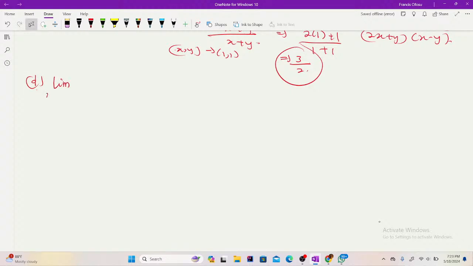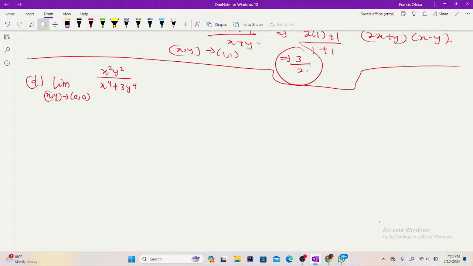The limit as (x, y) approaches (0, 0) of the function x squared y squared all over x to the power 4 plus 3y to the power 4. Okay, so once I have this expression, we should find the limit. So let me take this away. We should find the limit as (x, y) approaches (0, 0) of x squared y squared all over x to the power 4 plus 3y to the power 4.